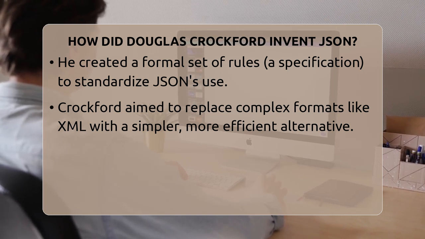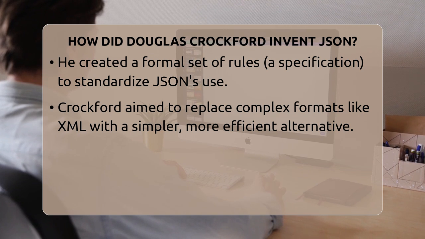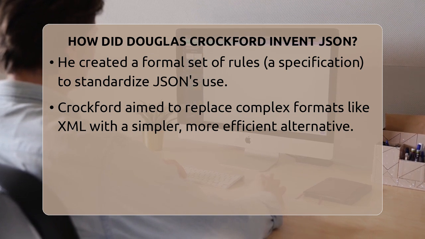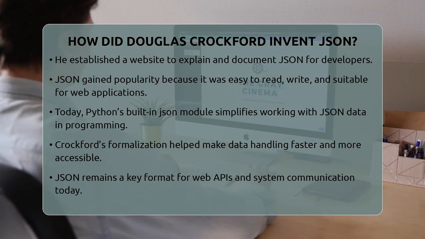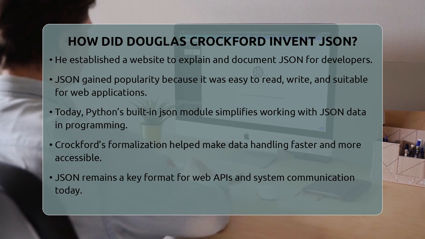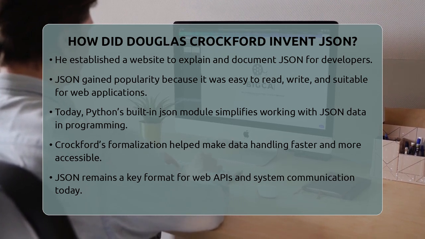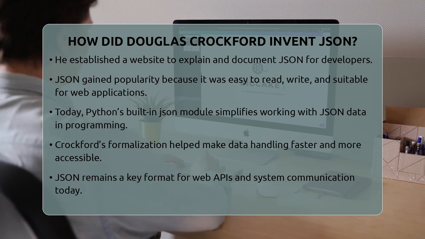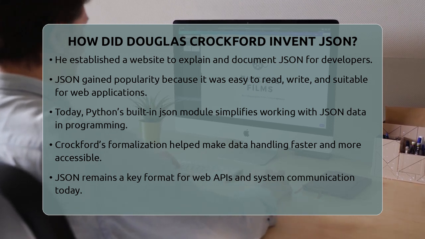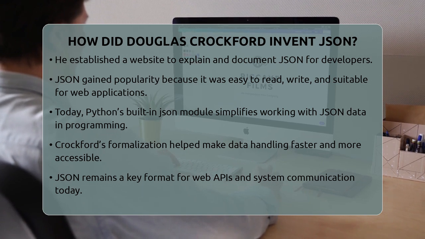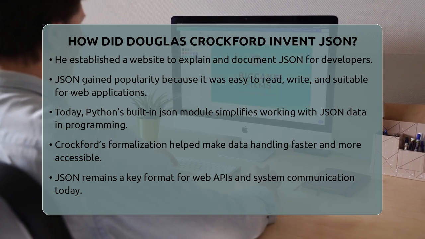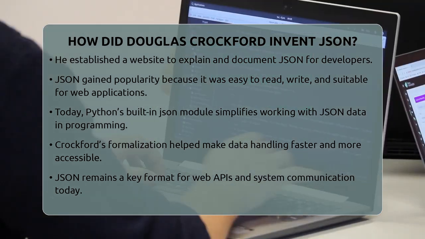Over time, JSON became very popular because it was easy to read and write, especially for web interactions and application programming interfaces. Today, when you work with web APIs in Python, you often send and receive JSON data. Python's built-in JSON module makes this process simple. You can turn Python objects into JSON strings and convert JSON strings back into Python objects with just a few lines of code. Crockford's idea of formalizing an existing pattern helped make data handling more straightforward for everyone.